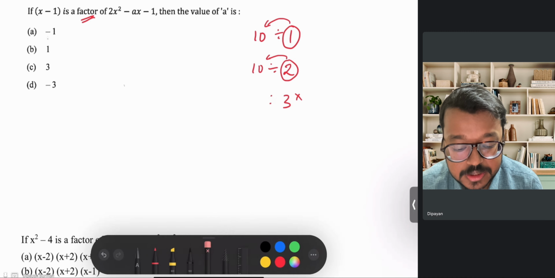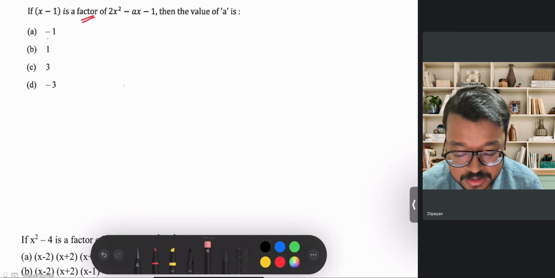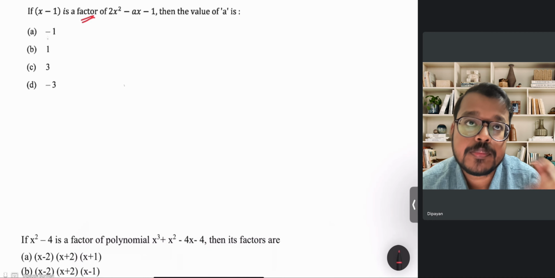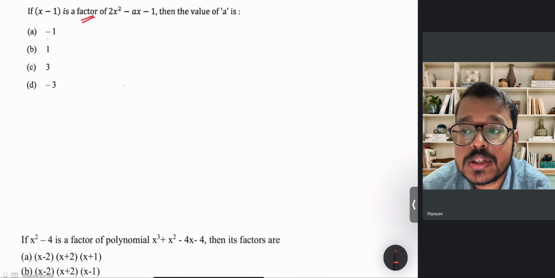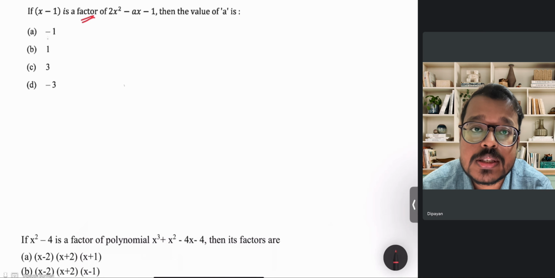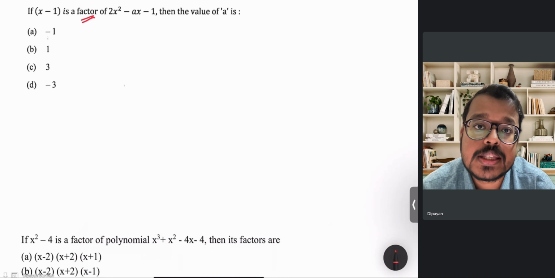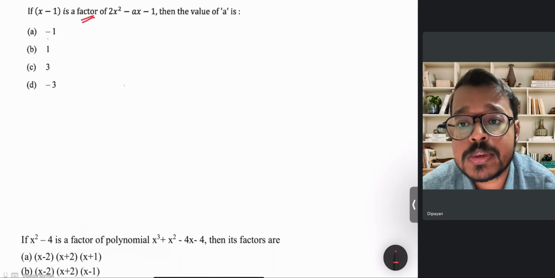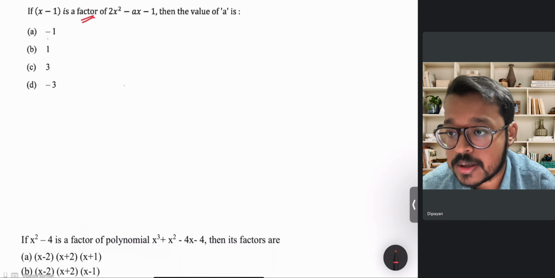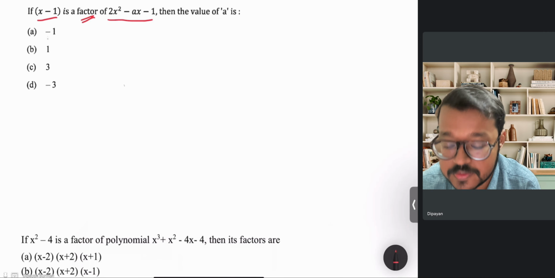Okay, so we know that when we have two numbers and we do division, if we find that there is no remainder, then the divisor is a factor of the dividend. So suppose we know already what is remainder theorem, and we find that after finding the remainder it is 0. That means that the divisor is a factor of the dividend. That is known as factor theorem. So factor theorem is just an extension of remainder theorem. So in this question, it is given that x minus 1 is a factor of this dividend.